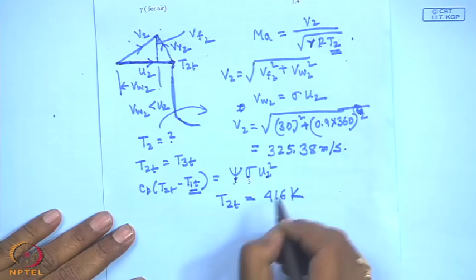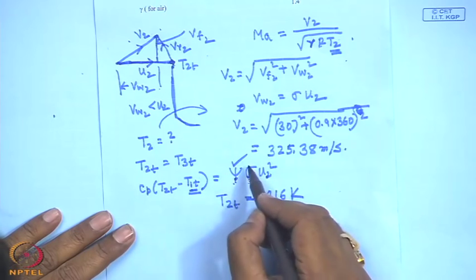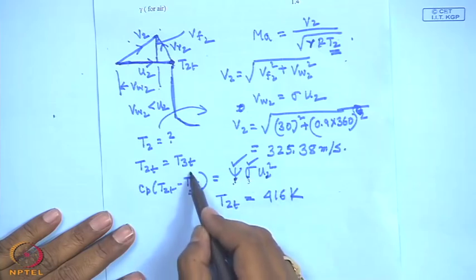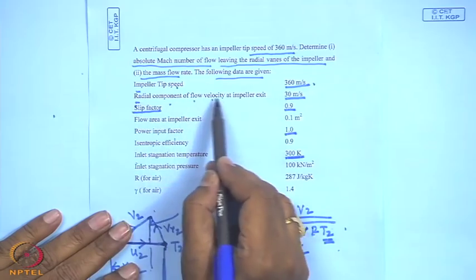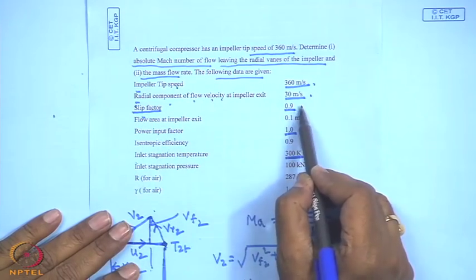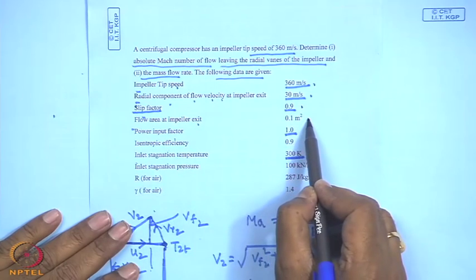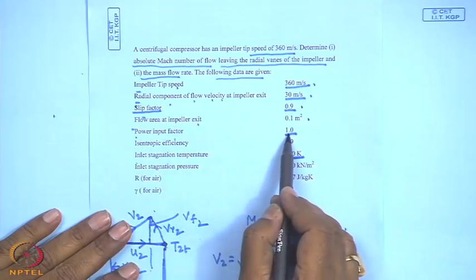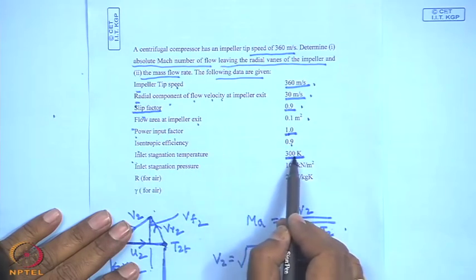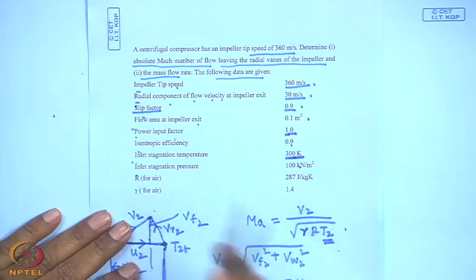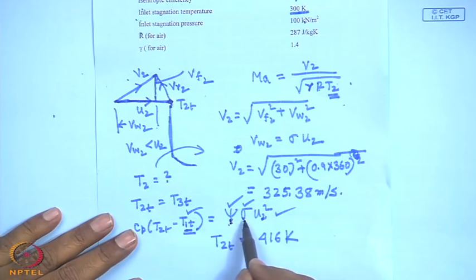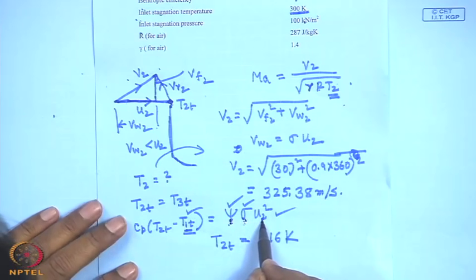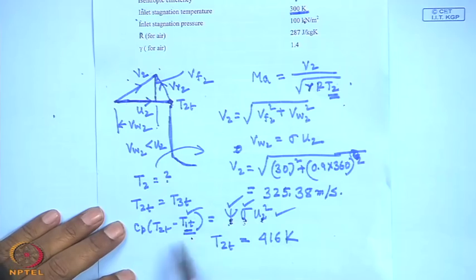I am not writing every step because everything I know. Power input factor, slip factor, T1T and U2 are given in the problem. Again, I show you the problem: impeller tip speed is 360 meter per second, radial component of flow velocity 30 meter per second, slip factor is 0.9, flow area at impeller exit is 0.1 square meter. It is not required now. Power input factor, isentropic efficiency, inlet stagnation temperature, inlet stagnation pressure, then R and gamma are given. So, here what is required? Power input factor 1, slip factor 0.9, U2 360 meter per second, and T1T 300K, and we get T2T.